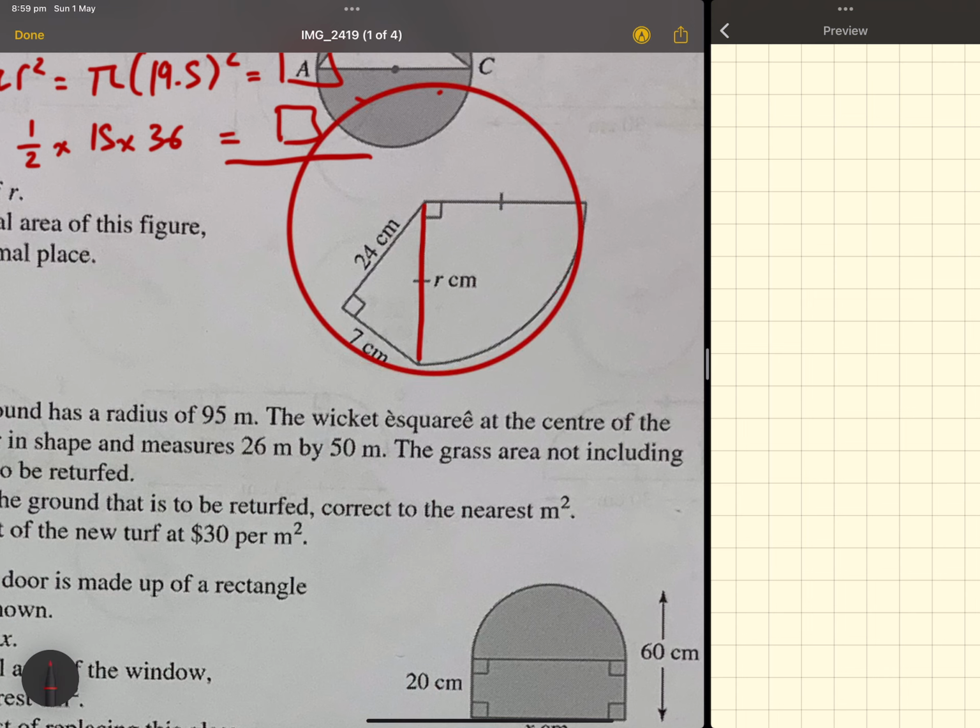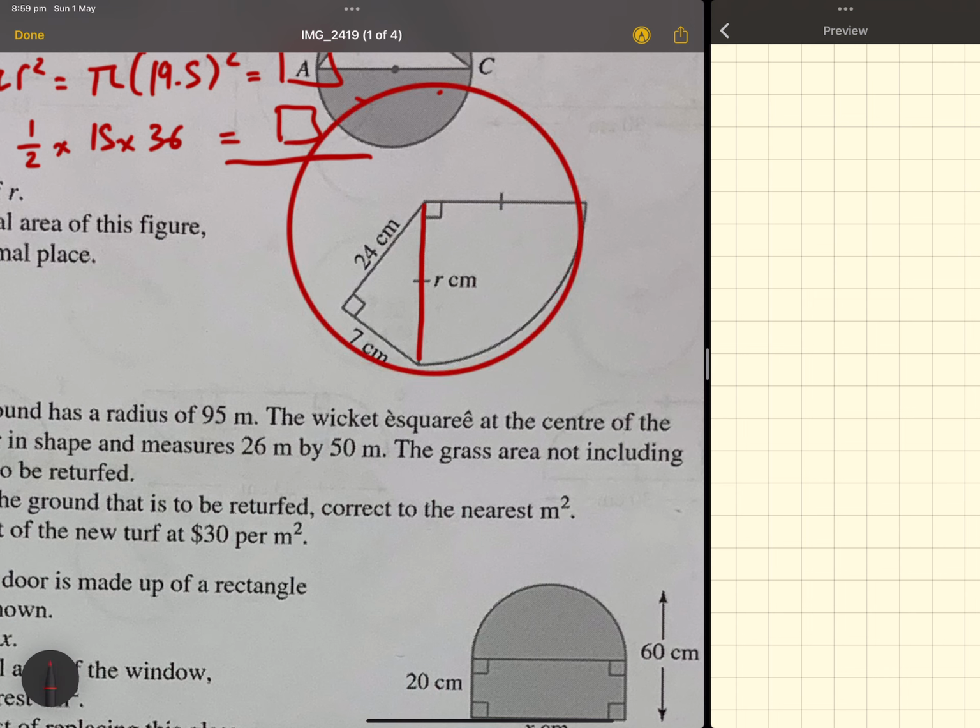Question number 8. A circular cricket ground has a radius of 95 meters. I prepared this one already, so let's have a look. A circular cricket ground has a radius of 95 meters. The wicket square at the center of the ground is rectangular in shape and measures 26 meters by 50 meters.